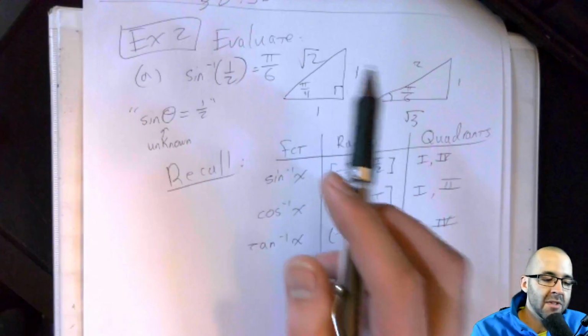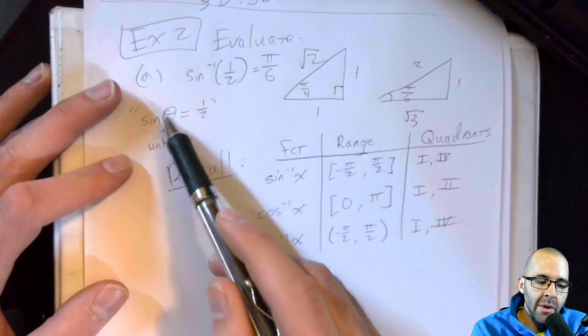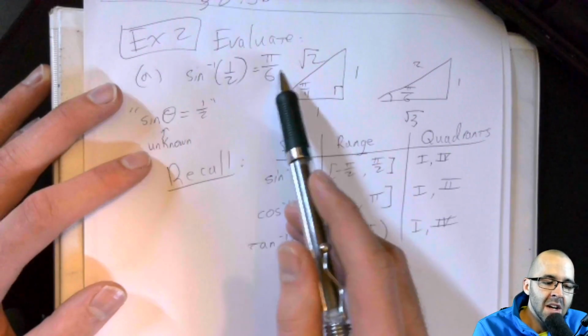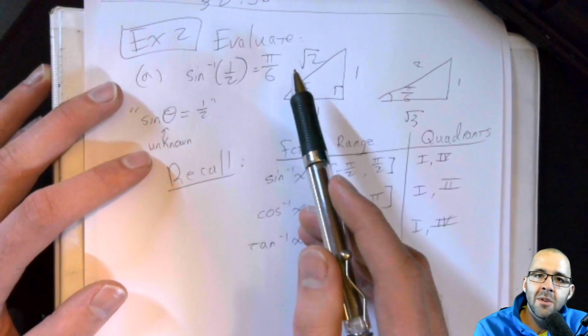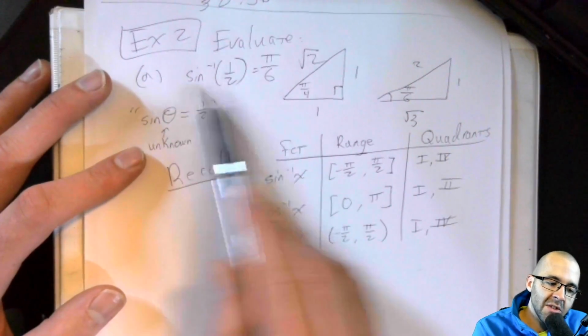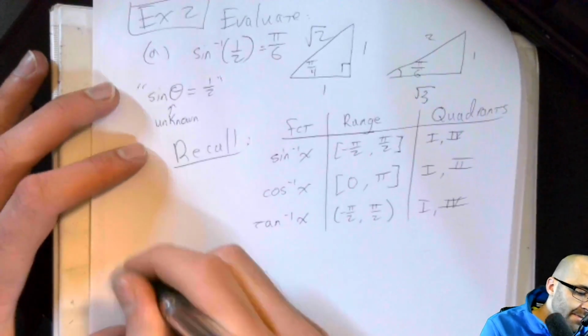Remember coterminal angles, for example. If we added 2 pi to this angle, that would also have a sine of 1/2. If we added 4 pi, it'd also be a sine of 1/2. We could add any multiple of 360 degrees or 2 pi radians and get another answer to this question. But here, there's only one answer because we have to find the thing that's in the range.